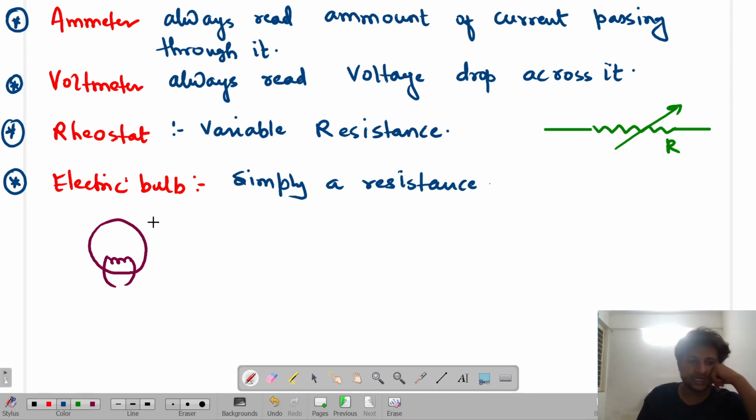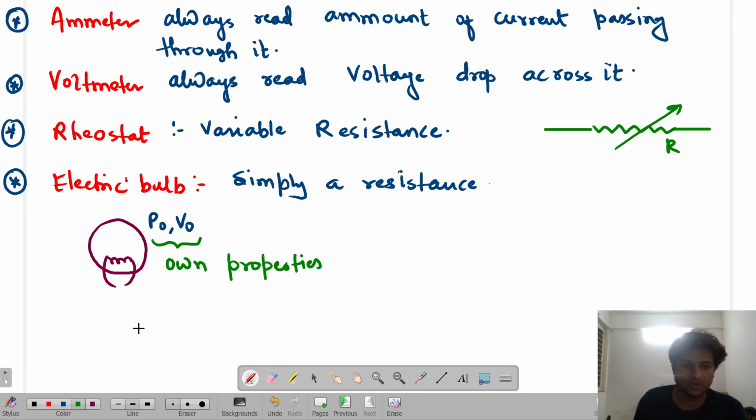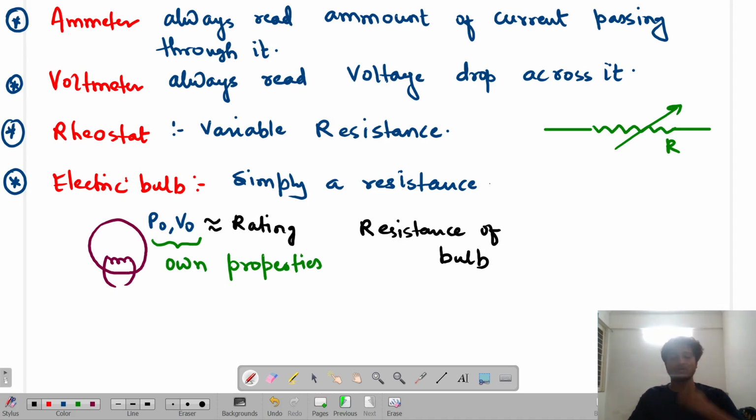So let's suppose in an electrical bulb they tell that it has some power rating P naught and voltage rating V naught. Got it or not? These are their own properties. They do not tell about the resistance of the circuit or the current of the circuit. So I need to replace the electrical bulb by a resistor. The resistance of the bulb will be provided by its rating, and it is given as R is equal to V naught square by P naught. Is that clear?